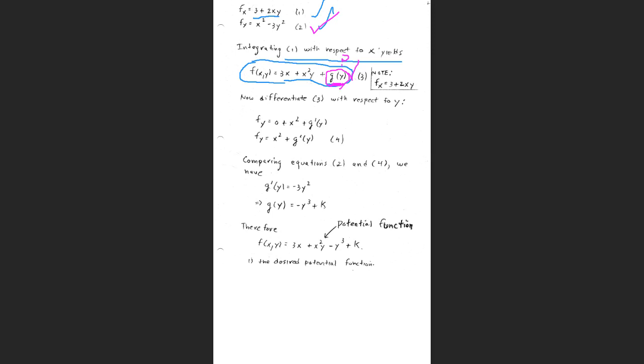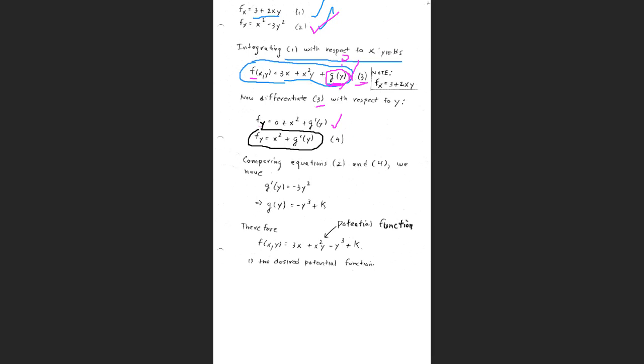The second equation says the partial derivative of the function with respect to y equals x squared minus 3y squared. Well, why don't I differentiate this new equation, which I call equation 3, with respect to y. So the partial derivative of f with respect to y would have to equal 0 plus x squared plus g prime of y. So now we have that the partial derivative of f with respect to y equals x squared plus g prime of y.